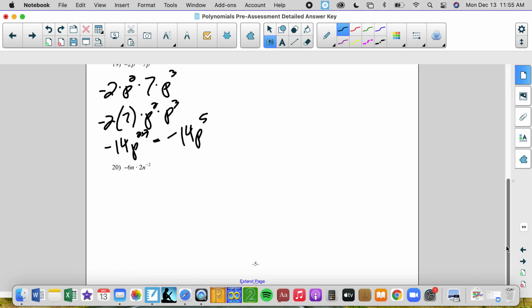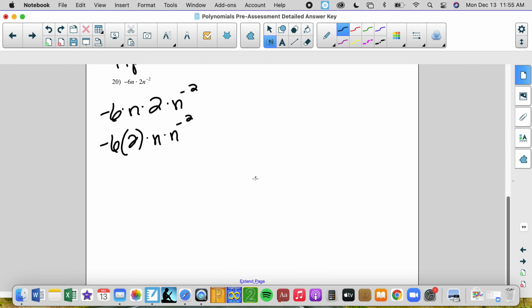Love these. Negative 6 times n times 2 times n to the negative second. Constants, negative 6 times 2, n times n to the negative 2. Those are like bases. So we get negative 12n. There's an invisible 1 there. So that's 1 plus negative 2, which gives me negative 12n to the negative 1.